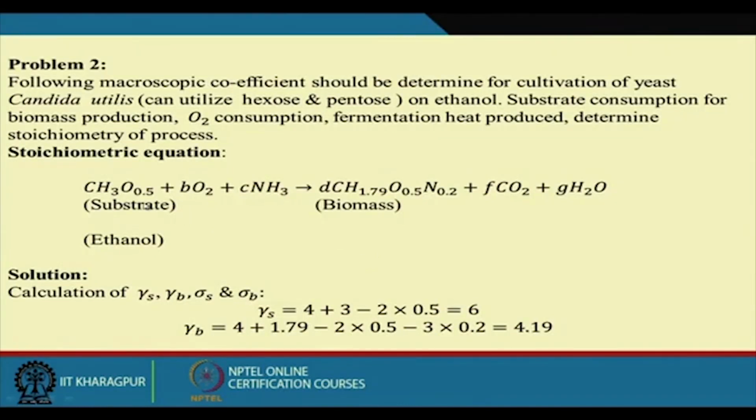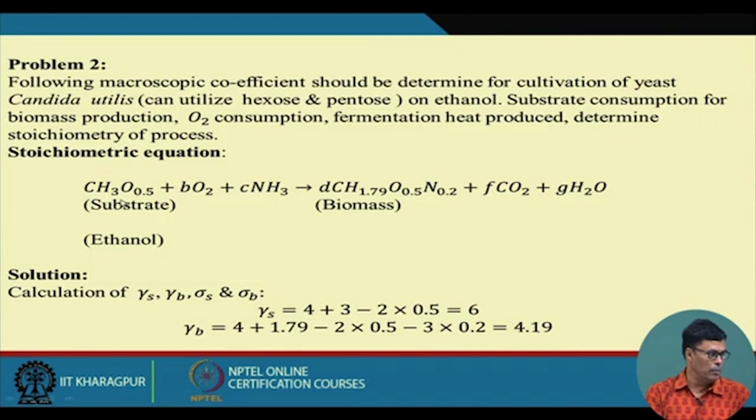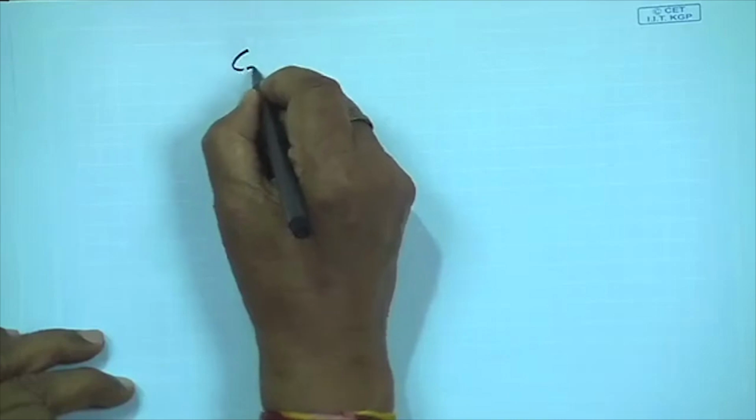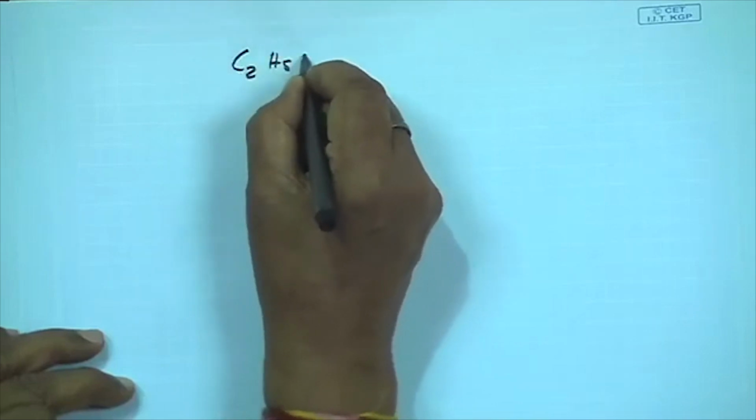So we required oxygen for that. That is why, in the case of this stoichiometric equation, when you find that this is ethanol, which is a gram atom of substrate. With ethanol, when we write it, it is like this, because I showed you before that ethanol is C2H5OH.